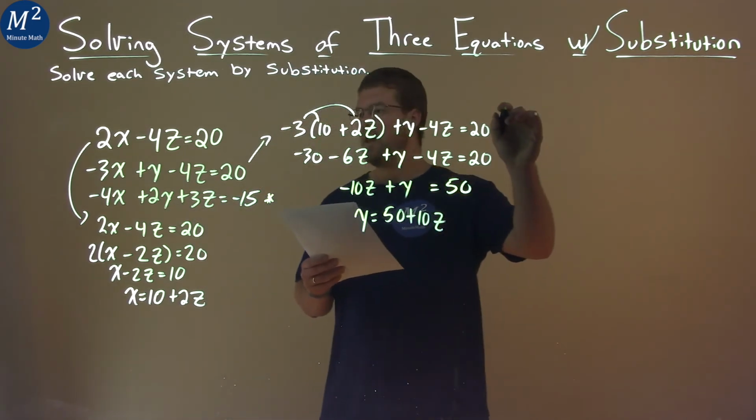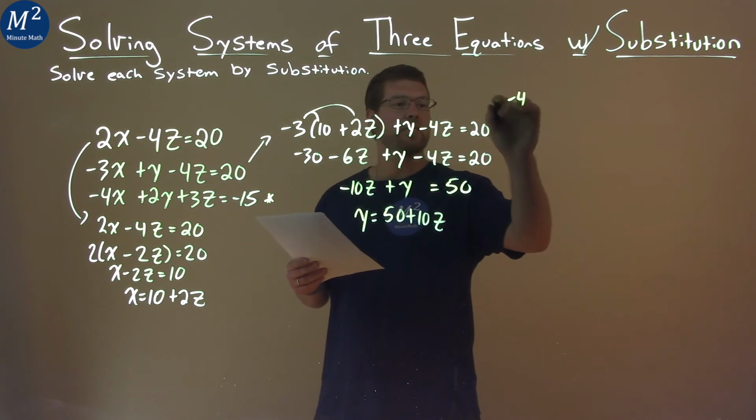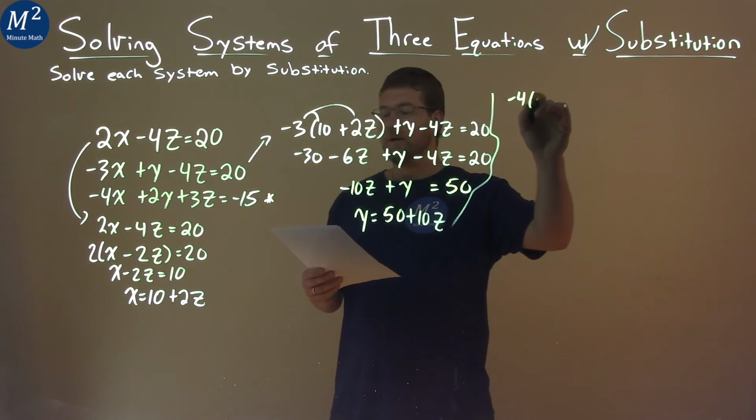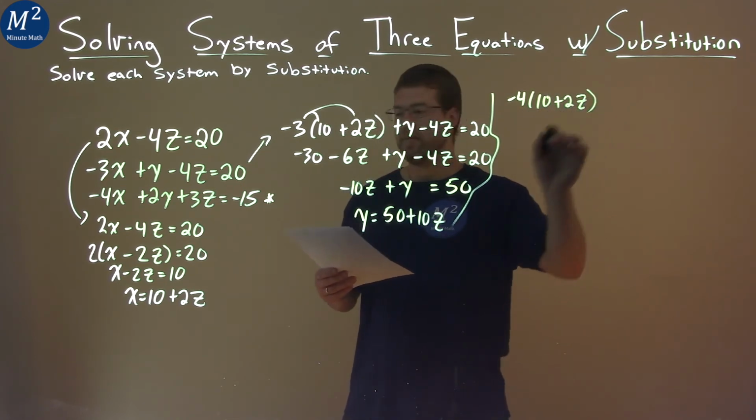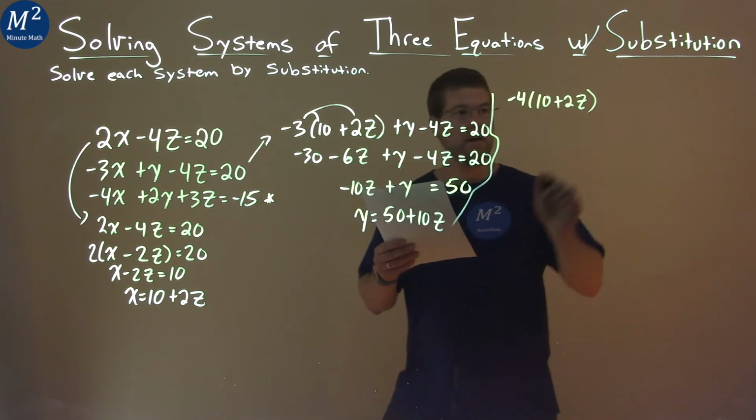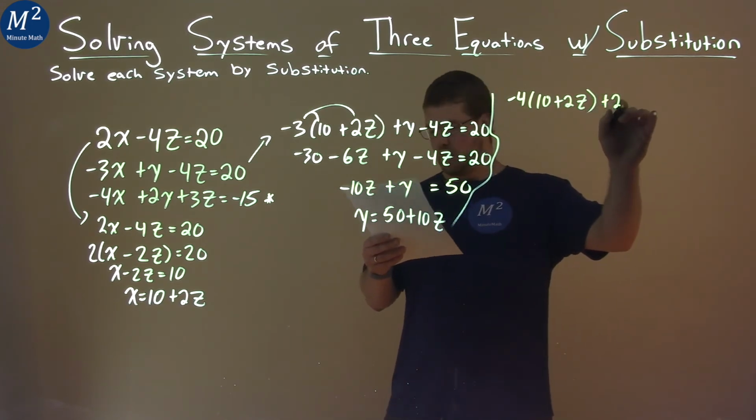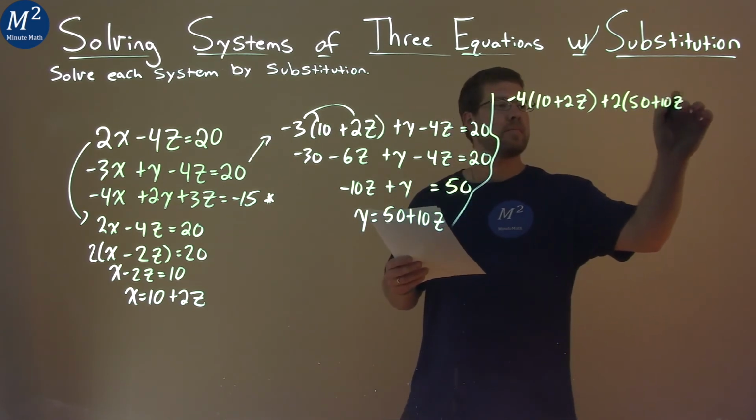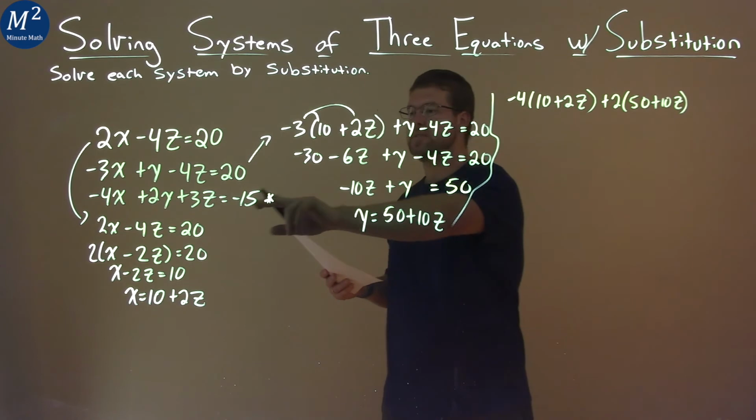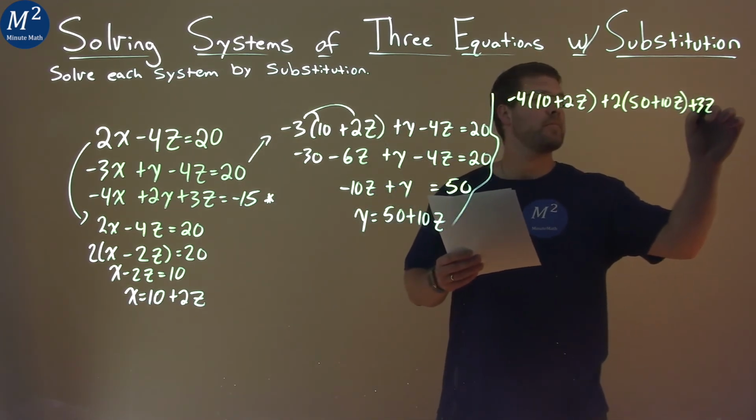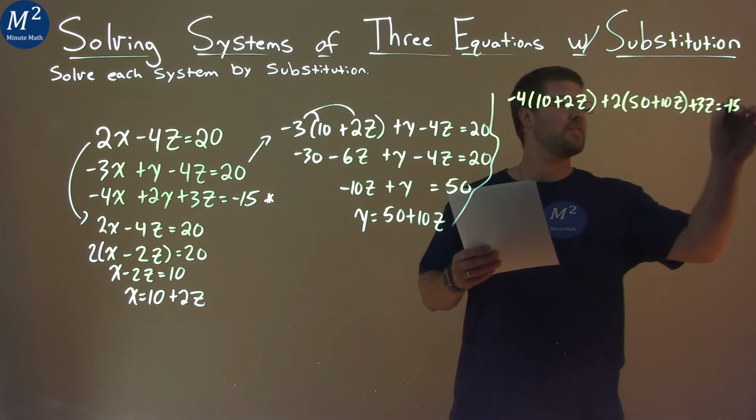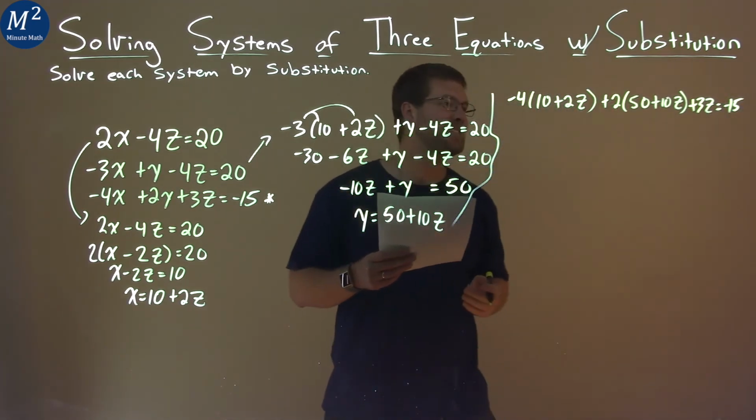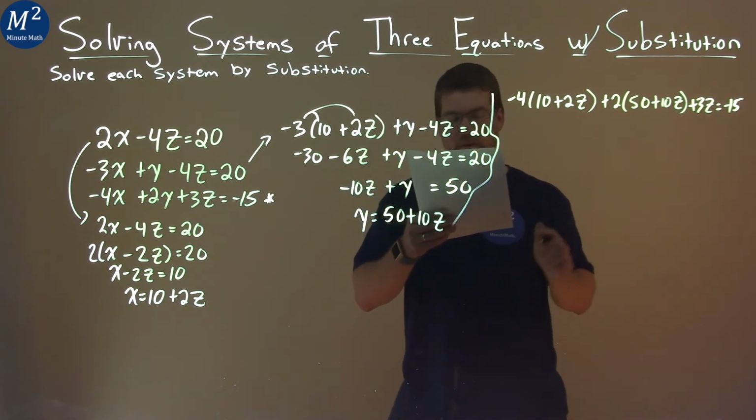Okay, this one's tricky. We're going to rewrite this last equation. Negative 4 instead of x, we're putting a 10 plus a 2z that we found earlier. Then we have plus a 2. Instead of y, we just found that's 50 plus 10z. Then we had just 3z left over, and equal to negative 15. I think it fits, yeah. And now we want to solve this one for z. It's the only variable there, so we should be able to.